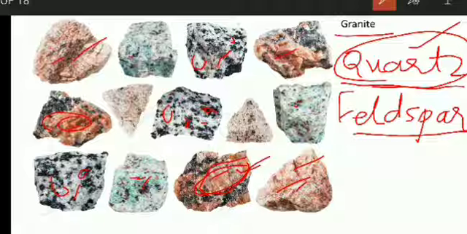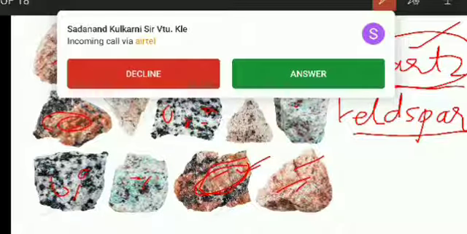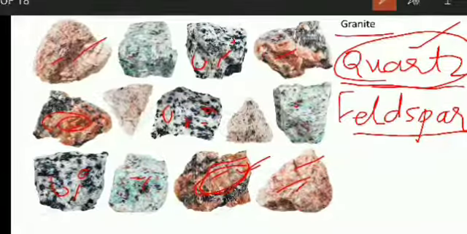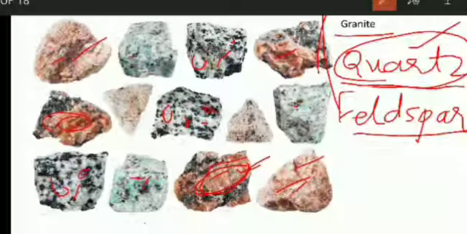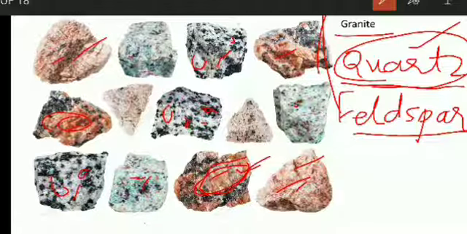So how will you classify granite? Granite is plutonic. Why plutonic? Because it is formed at a great depth by cooling of magma. So granite is a plutonic acid igneous rock.